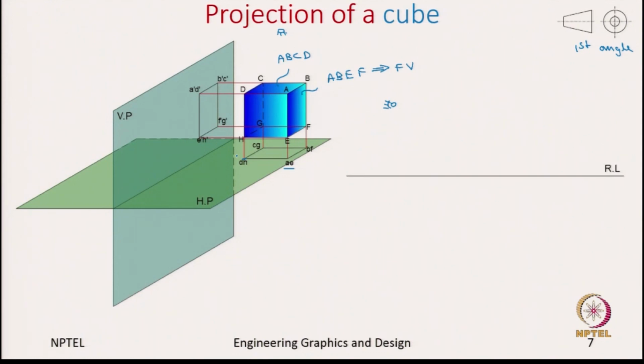Now, on the drawing sheet, you again start with the reference line, first capture the front view, name it accordingly, and then use the projector lines to capture the width of this cube. Using that, you again develop the top view and name accordingly.